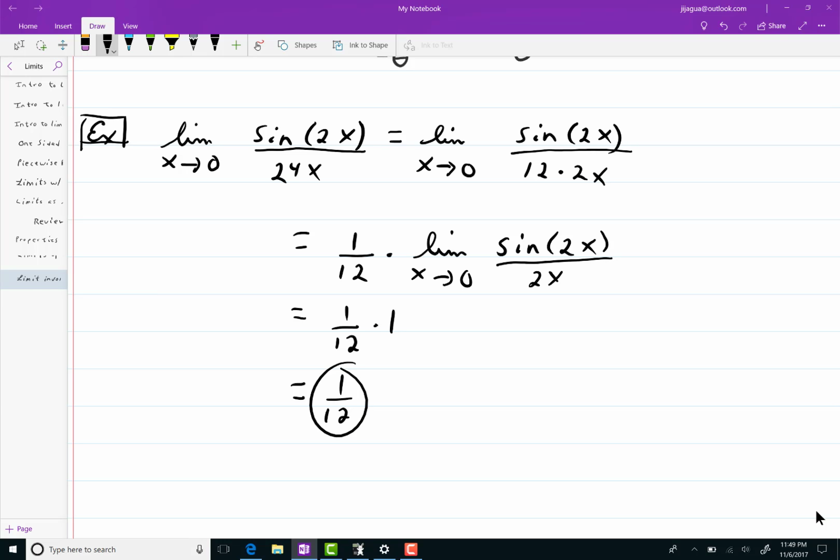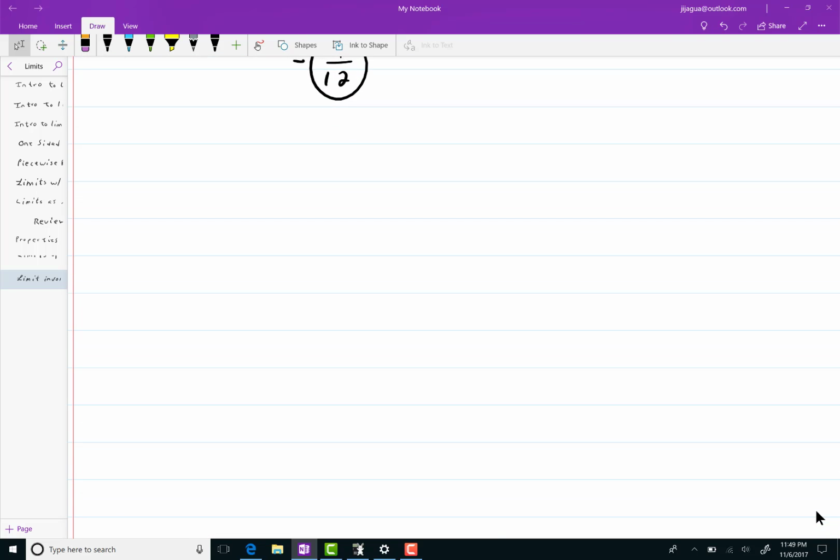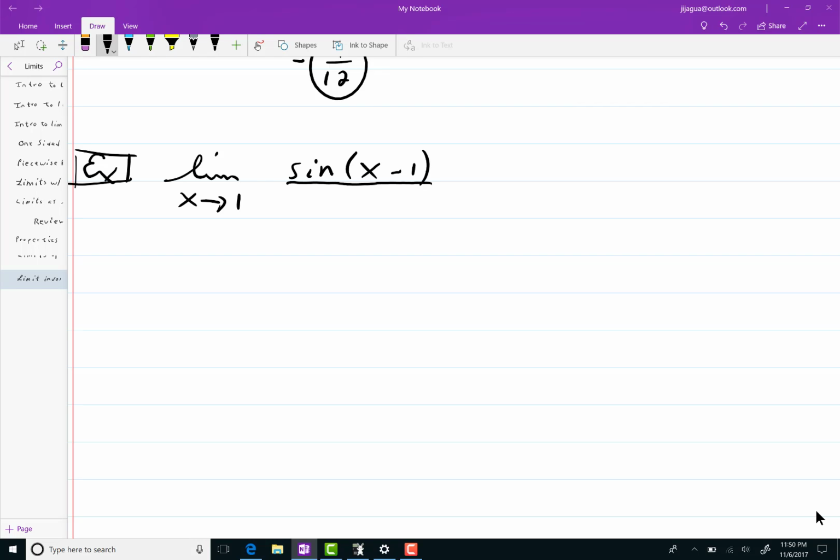These are going to be quick examples, so let me do another example. It looks more complicated, but it really isn't. You're always trying to harken back to the limit as theta goes to 0 of sine of theta over theta. So let's try this one. The limit as x goes to 1 of sine of x minus 1, divided by x squared minus 1.